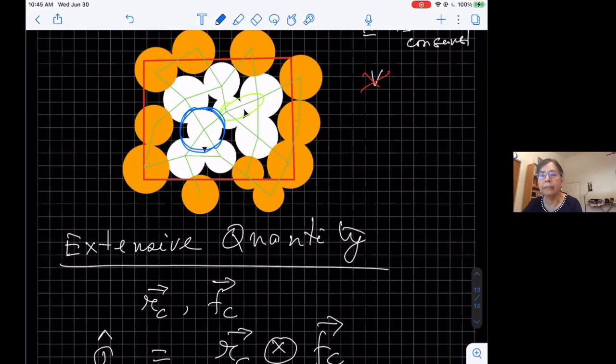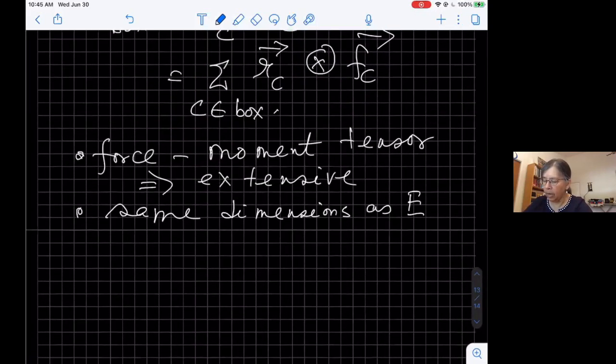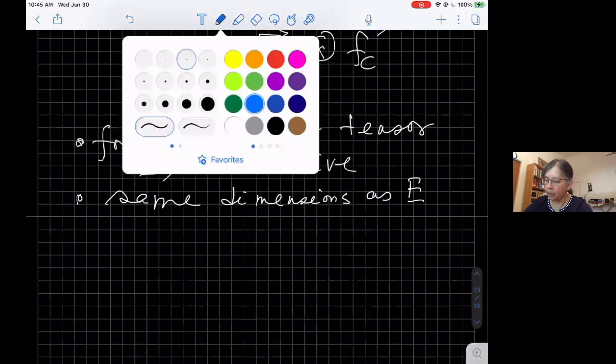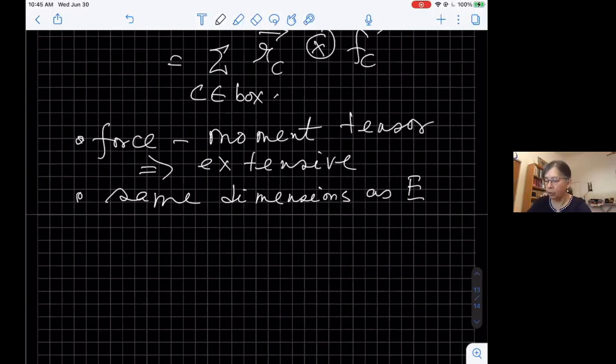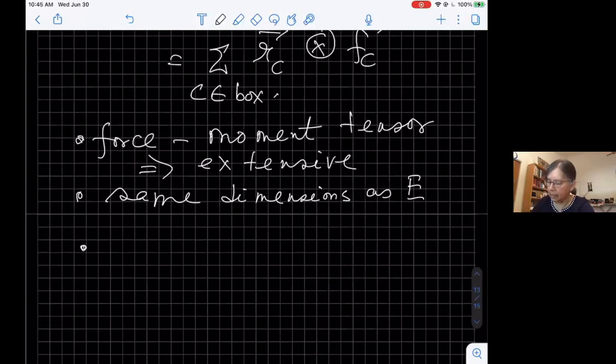But torque balance certainly exists in the bulk. So as long as my system is large enough and my boundary is small compared to the bulk, then this is a symmetric tensor because of torque balance.